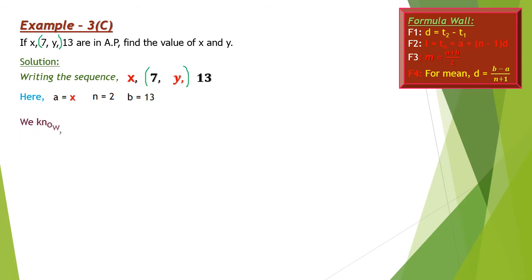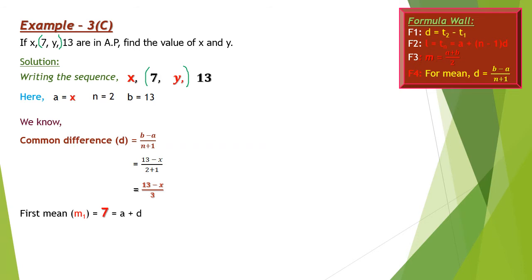So as in previous example, we can find common difference. d is equal to b minus a upon n plus 1, that is b is 13, a is x, n is 2 plus 1, so 13 minus x by 3. Now this is our d. Now first mean, we have our first mean m1 equal to 7, and the formula for first mean is a plus d. So 7 equal to a plus d. a is our x and d is 13 minus x by 3.